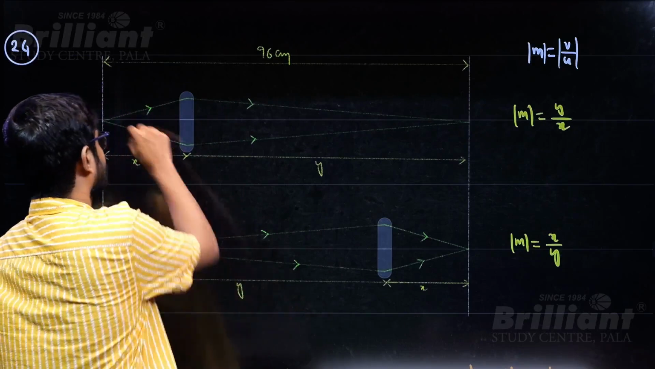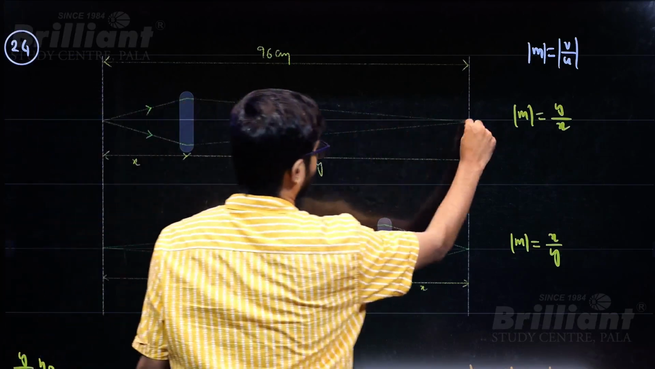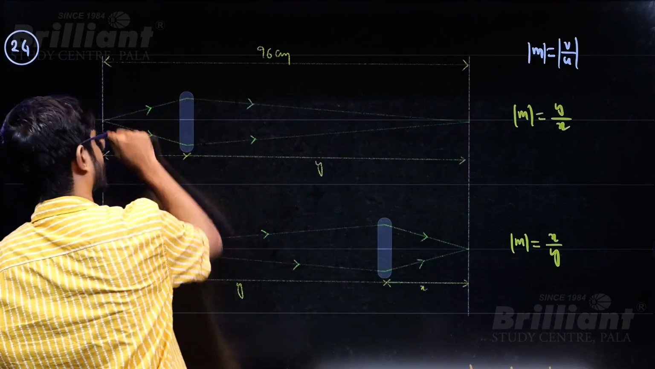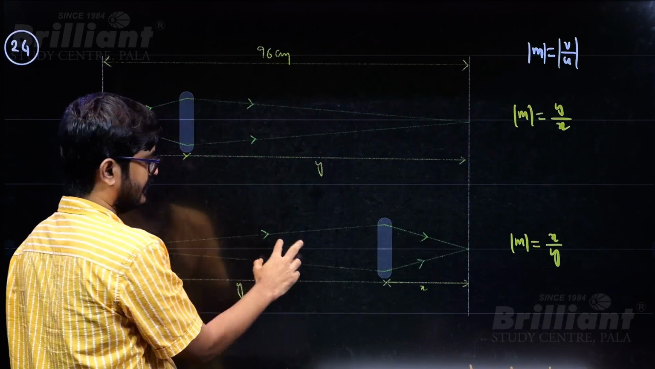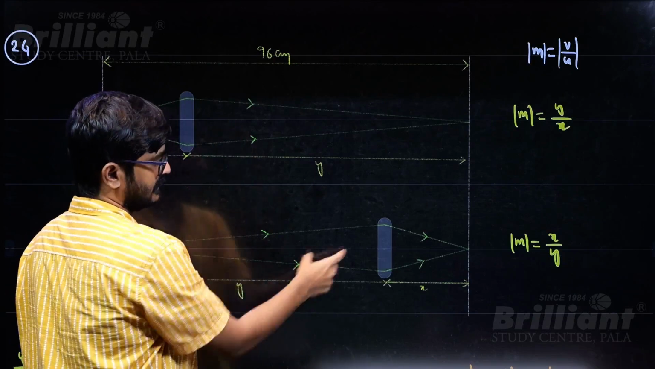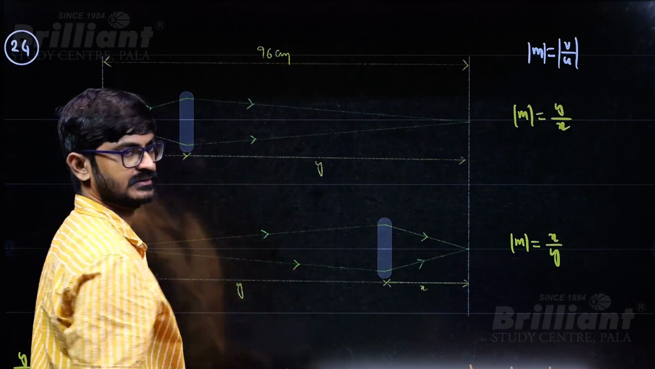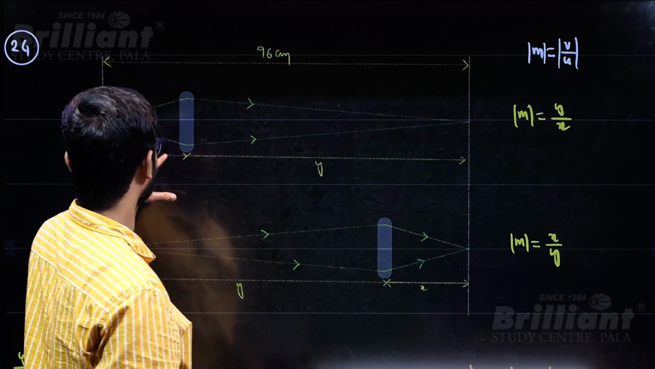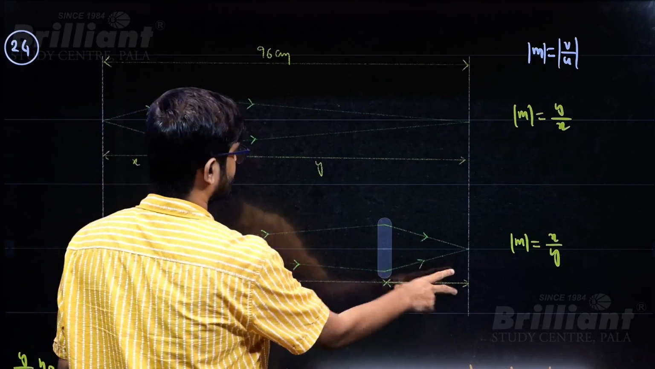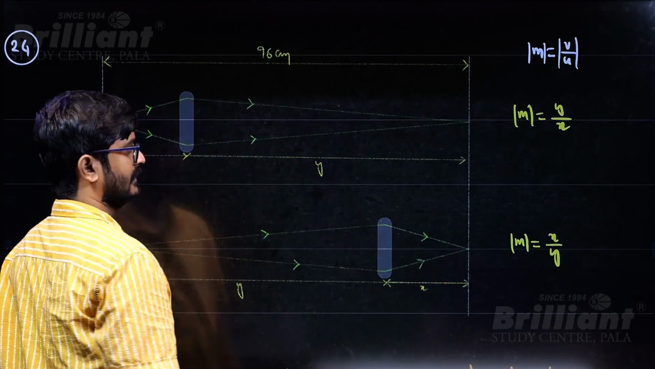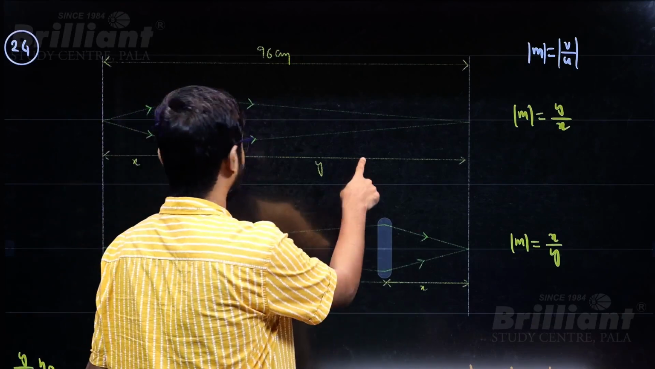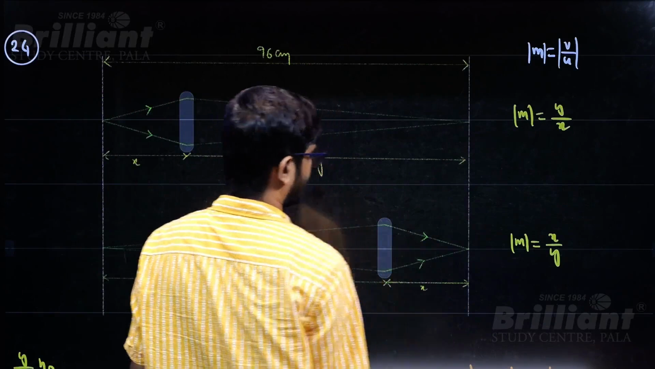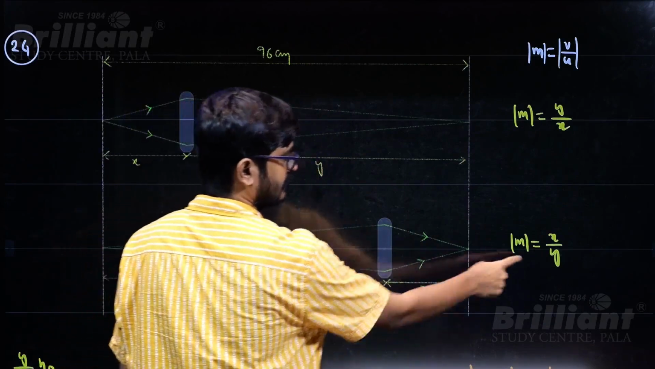Now you need to understand, if I send the rays like this, they are going to go like this. If I send the rays like this, they are going to go like this. So basically this figure is the inverted figure of this. That's what you need to understand. So if this distance is x, then this is going to be x. If this is y, this is going to be y. So magnification magnitude wise is going to be y by x here. Magnification magnitude wise is going to be x by y here.